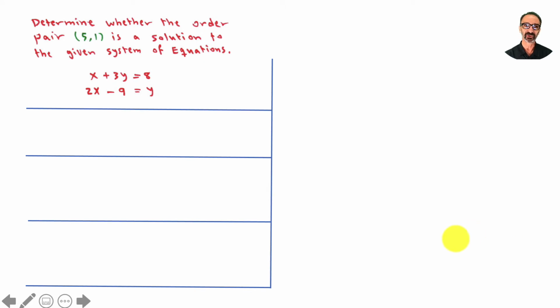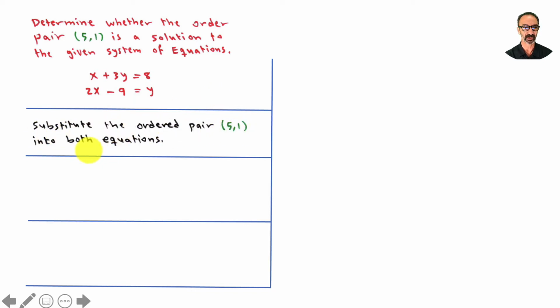Determine whether the ordered pair 5, 1 is a solution to the given system of equations, x plus 3y equals 8 and 2x minus 9 equals y. This is a quick and simple example. All we need to do is check if 5, 1 belongs to the first line and belongs to the second line. That means, is it the point of intersection or not?